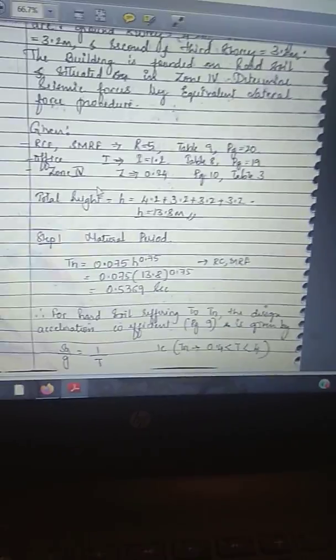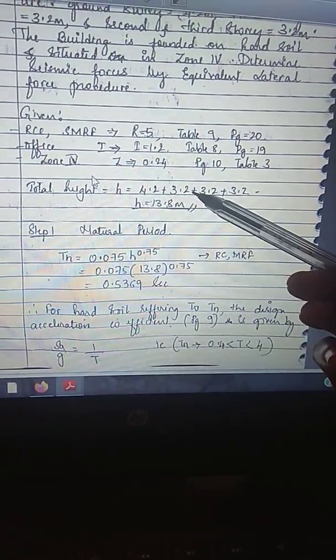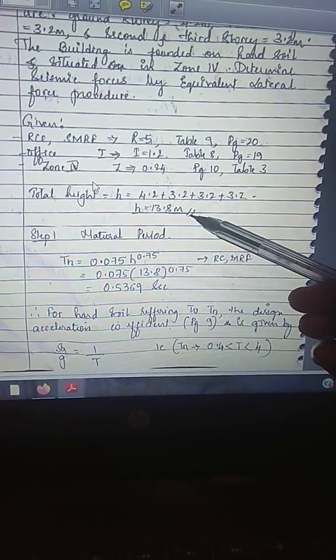So let us calculate the total height. The first floor or the ground story, he said it is 4.2, and the other three are 3.2. So I simply add them. I have an H value of 13.8.